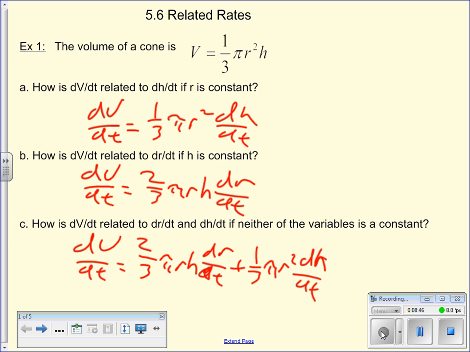If I know something is changing, how fast is something else changing accordingly? I need to know how fast it's changing, not what it is at a particular time, but how fast it's changing. Because sometimes the rate is more important than anything else. It's not where it is, it's how fast it's moving.